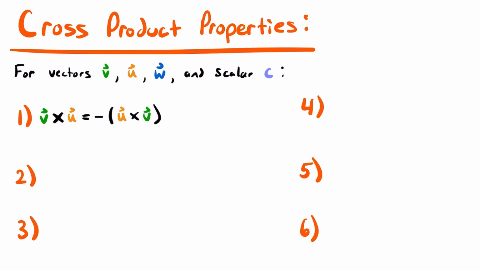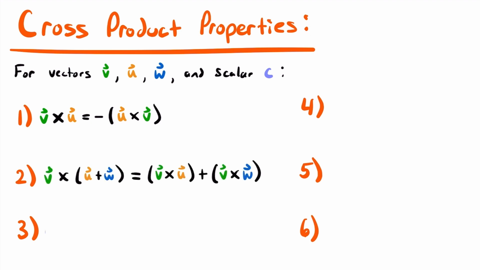Now, the second property, you can sort of think of this as your distributive property for the cross product. We have that vector v cross vector u plus vector w is the same as v cross u plus v cross w. So for crossing v by both of these vectors that are being added, we can just cross it by each of those vectors individually and add that together. And that would be the same thing. So we have v cross u right here, and then v cross w right here, and we add them together.